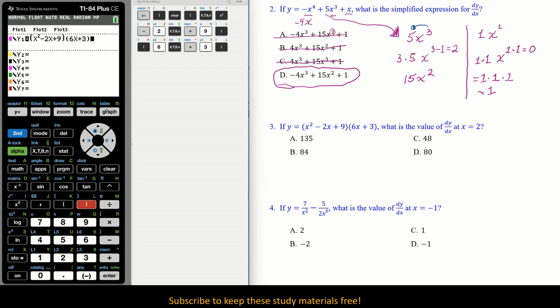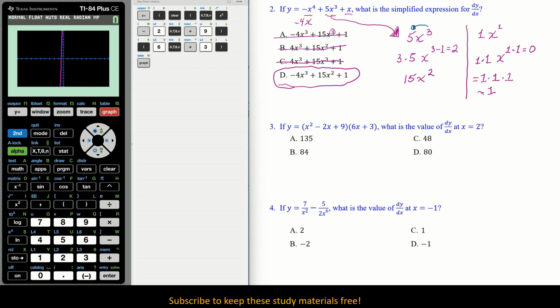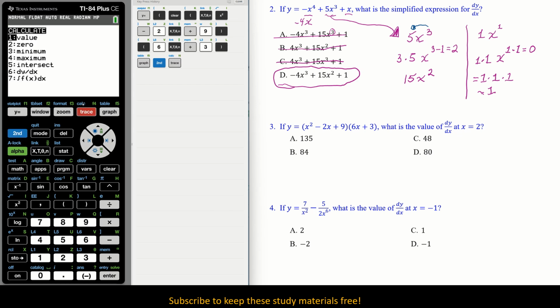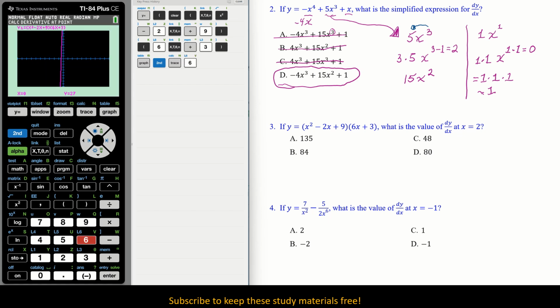Now, let's push graph. Very weird graph. We don't see everything, but it does not matter. On the graph, this is what we do. Say second trace, which is the blue one up on top. It's the calc menu, and we need number 6. So push 6. Now we're on the screen that we need. You know this because of how the display looks, how it's giving you your function up above. We know it's the correct function.